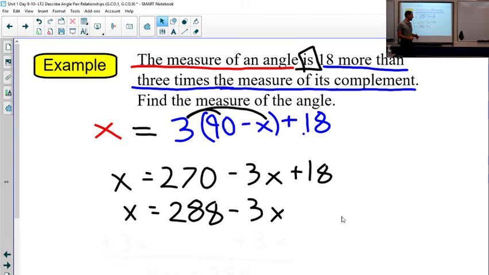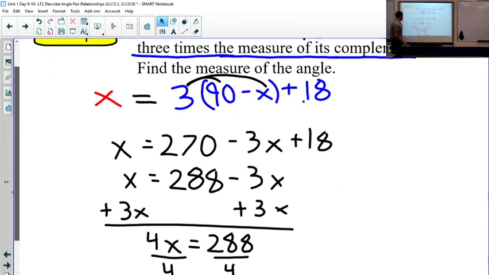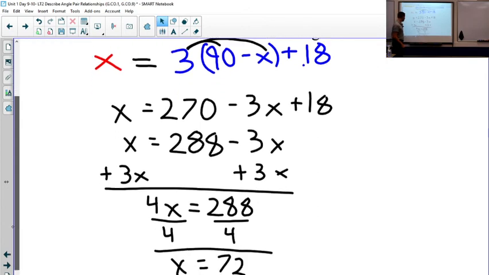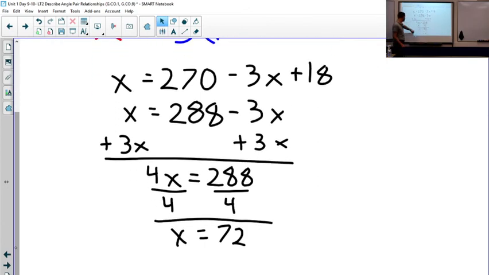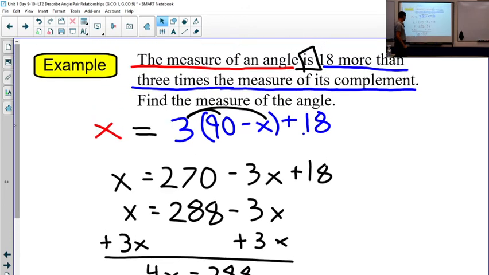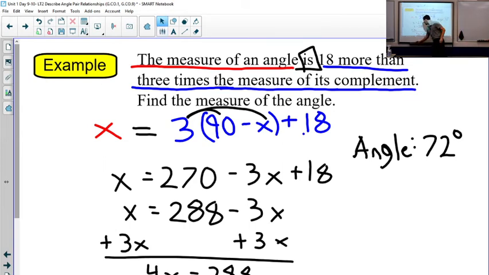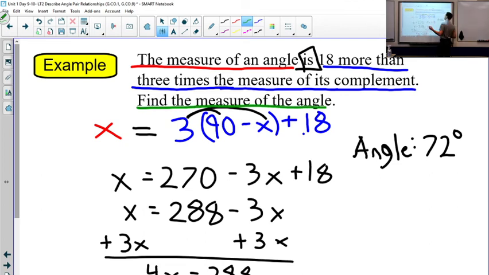Then from this point, it's fairly straightforward. We want to get everything with x on the same side. So we get 4x equals 288. Then we're going to divide by 4 to get rid of the multiplying, and we get x to be 72. So the angle is 72 degrees. Let's make sure that we're finding the thing we're being asked to find. Oh, the measure of the angle. So 72. There we are.